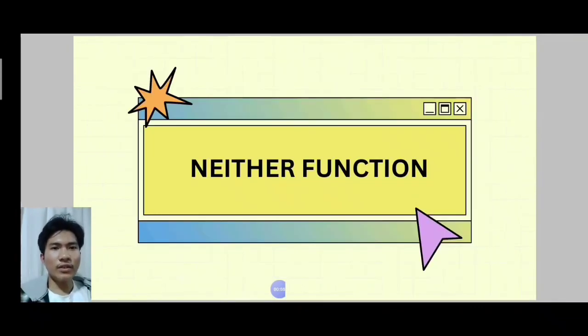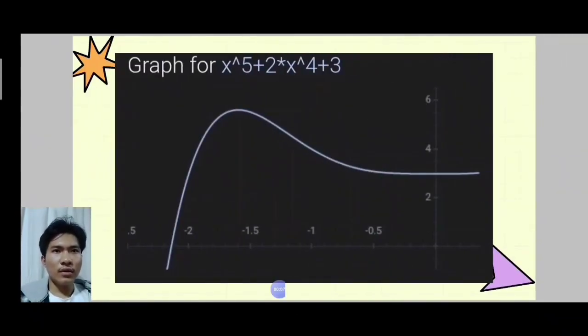Neither function: f of x is equal to x to the fifth power plus 2x to the fourth power plus 3. For this graph, we can say that it is a neither function because it has no symmetry about the origin or the y-axis. This is not an odd function, and it is not an even function. You can say by looking at the graph that it is a neither function.